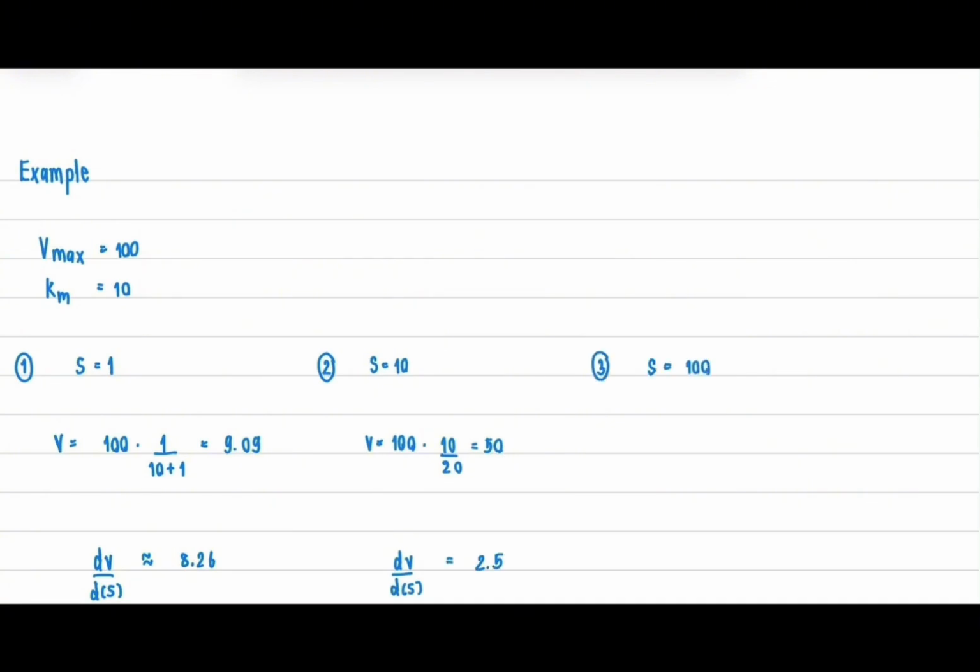Case 3: S equals 100, V equals 100 times 100 over 110, which equals 90.9. The derivative of V with respect to S is approximately 0.826. The reaction gets faster but sensitivity drops dramatically as the enzyme approaches saturation.